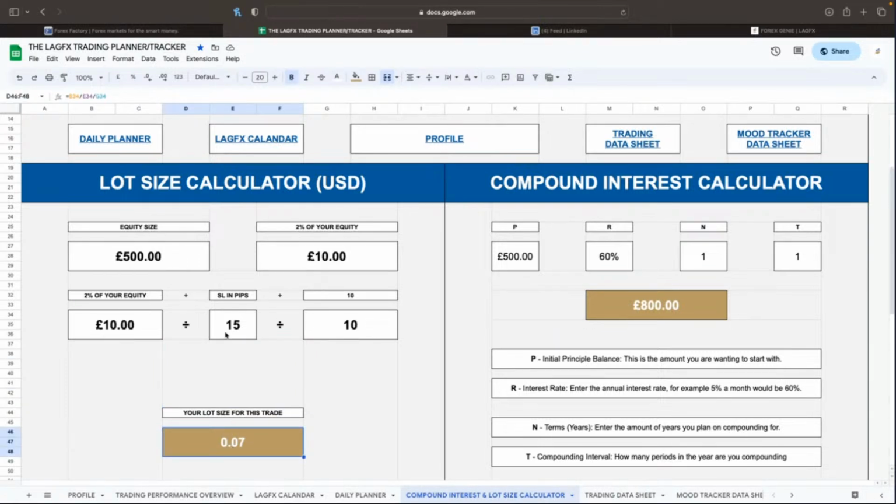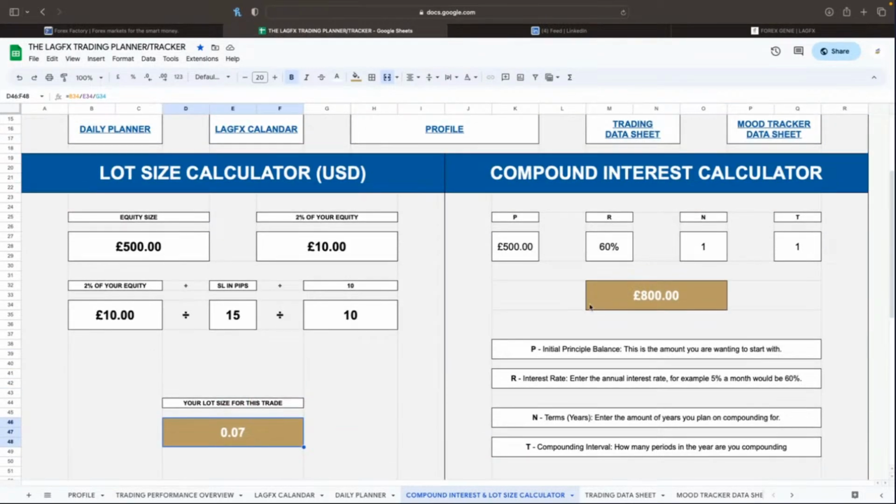So it does it all for you. The only thing you need to change is your equity size and the stop loss in pips. Other than that, it automatically tells you what your lot size is for that trade. So that's going to ensure that you're using the correct risk management for every position you place.